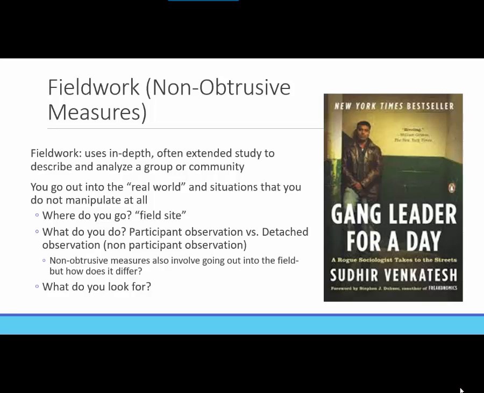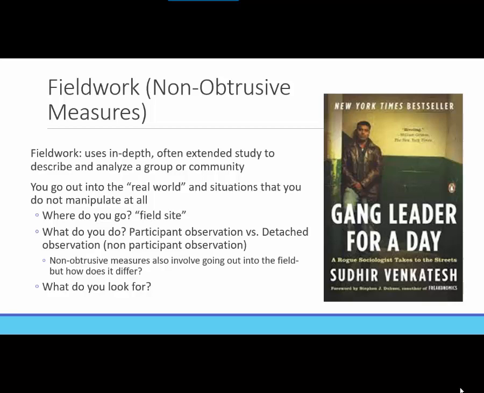So the difference would be, if you wanted to learn about the dynamics that occur in a college classroom, if you were to answer this question through participant observation, you might enroll in a selection of college classes and go to those classes and participate as a student, but then at the same time take notes about what's going on in terms of dynamics.